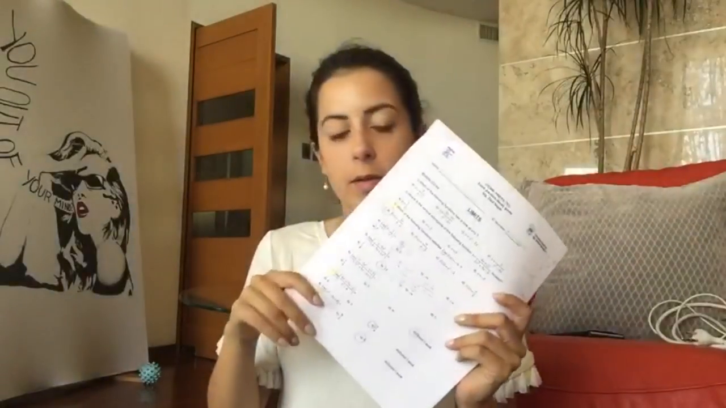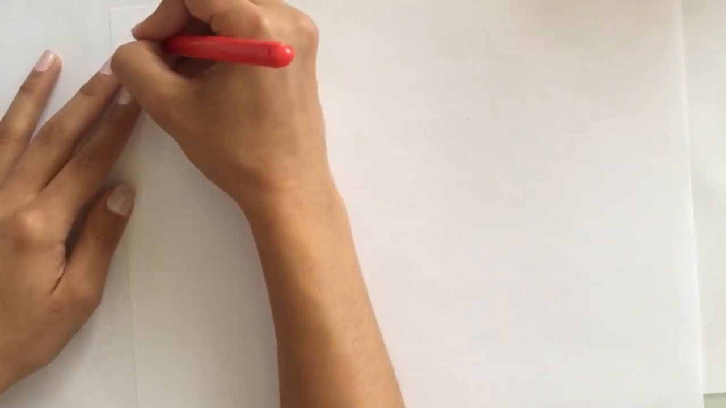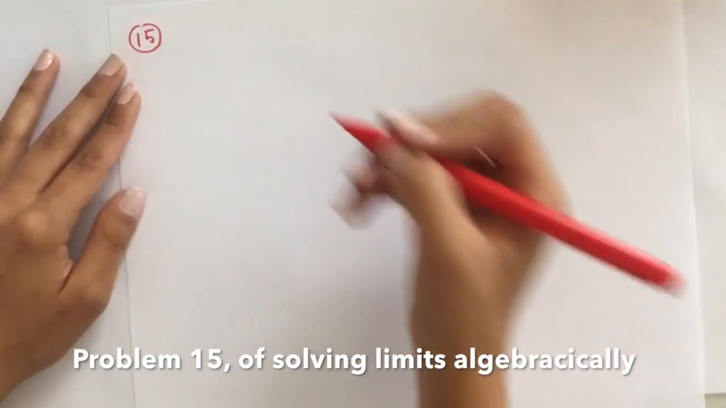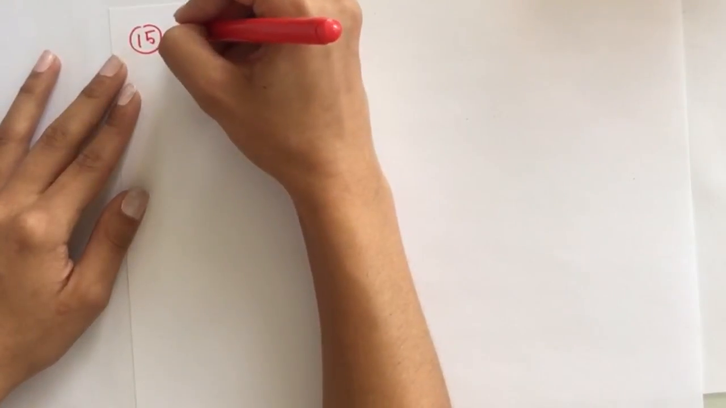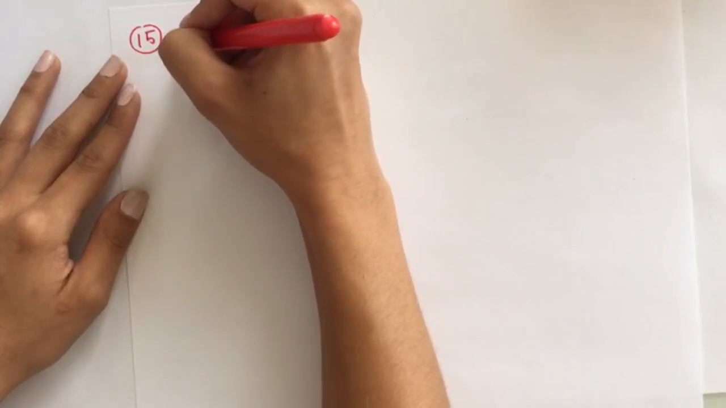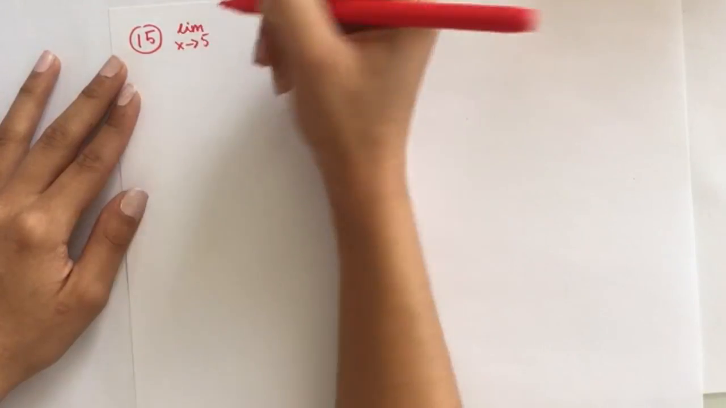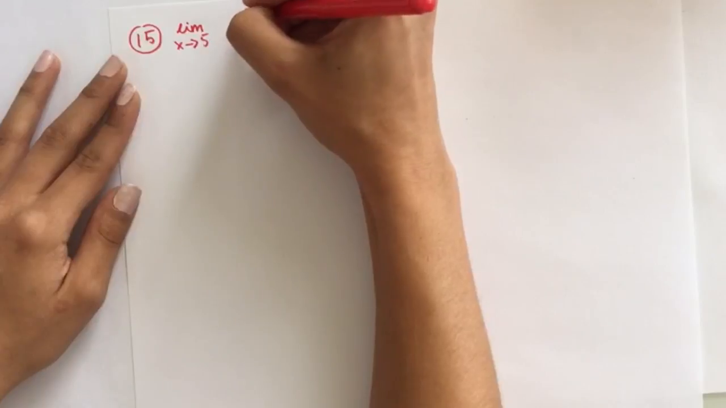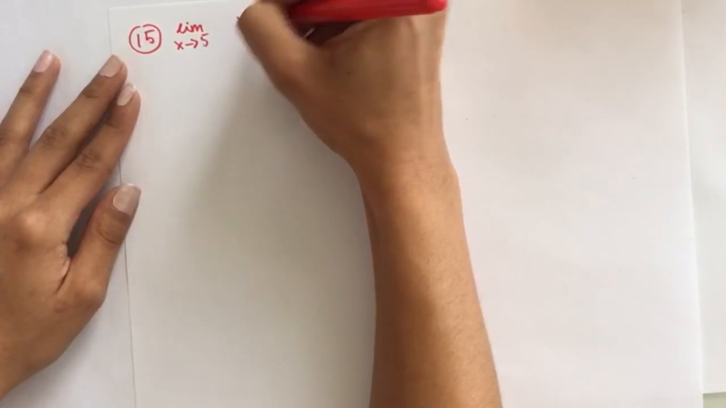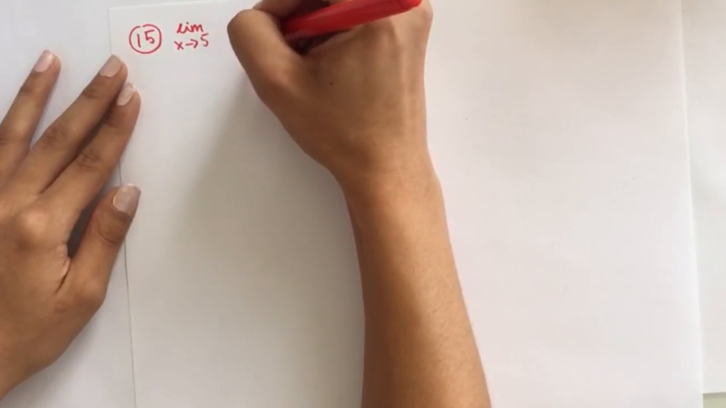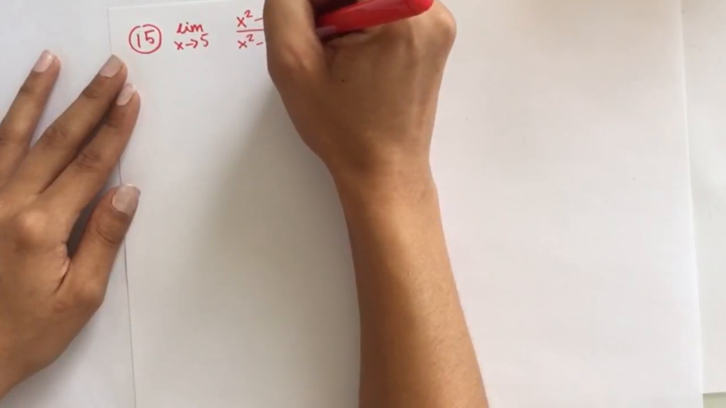I'm going to show you how to solve an equation with limits from our partial lab study guide. For the equation involving limits, we chose equation number 15, which is when the limit approaches 5, and the equation is x squared minus 25 over x squared minus 2x minus 15.